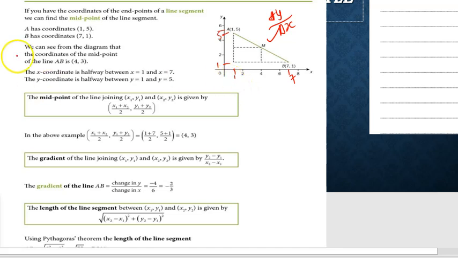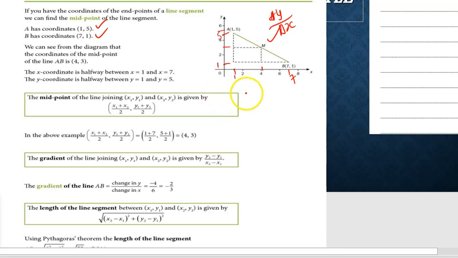So we already have the coordinate of A and the coordinate of B. So we can see from the diagram that the coordinate of the midpoint of that line AB is simply 4 and 3. The midpoint is 4 and 3. The x coordinate is halfway between x equals 1 and x equals 7. The y coordinate is also halfway between y equals 1 and y equals 5.